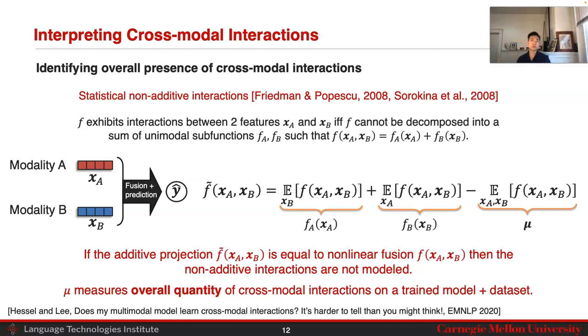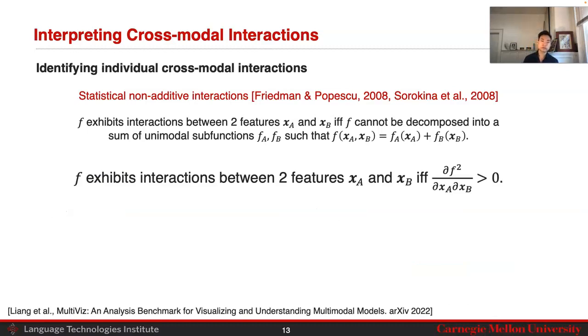But what if you want to go deeper? Instead of just the overall presence, can we also look at the individual cross-modal interactions that are in the data set? One insight that we have is that if f exhibits interactions between two features beyond these additive interactions, then the second derivative of f with respect to xa, your first feature, and xb, your second feature, must be non-zero. That's clear from the definition of non-additive interactions.